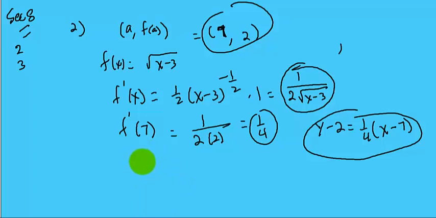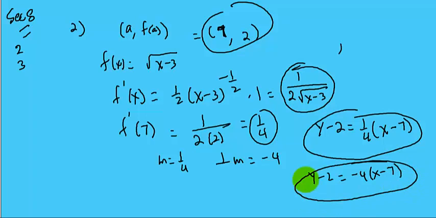Now, what about the perpendicular line? If the slope is 1/4, what will the perpendicular slope look like? Negative 4. So the equation of the normal line will be y minus 2 equals negative 4 times (x minus 7), and then you are done.